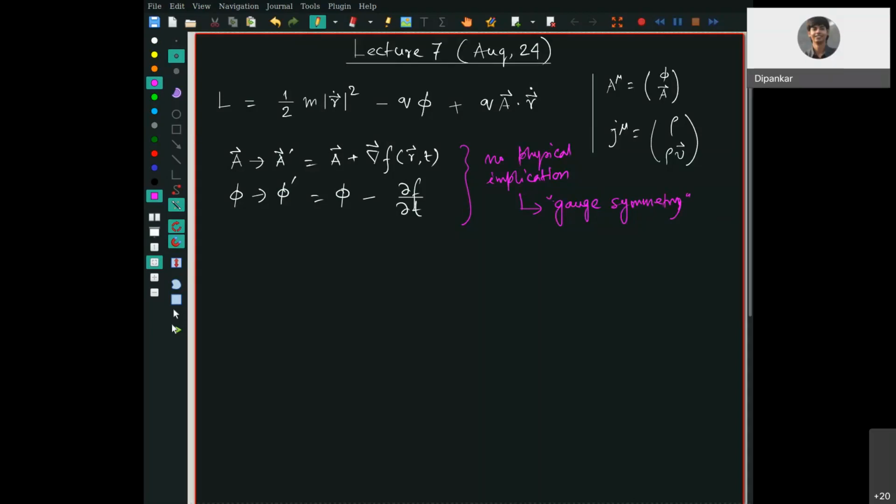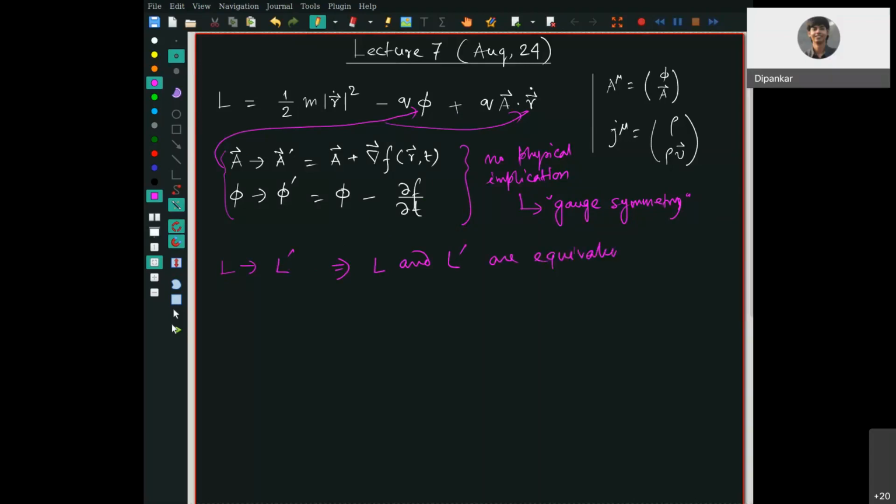Now suppose you change this to this and you substitute it in the Lagrangian. If your L changes to L prime, then if this is a symmetry, you must understand that this L and L prime are equivalent. All right, so let us see what this L prime is.